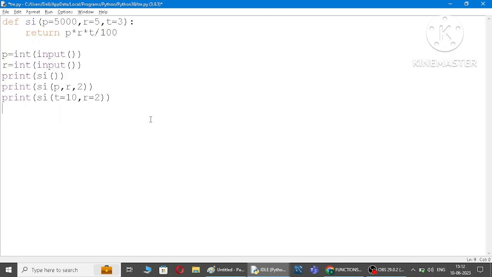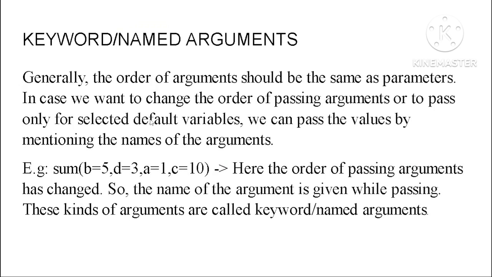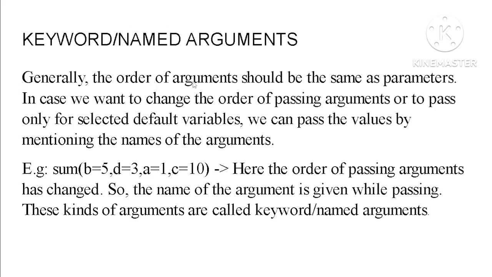Okay. I hope you understood the kinds of arguments. So generally the order of arguments should be the same as parameters. In case we want to change the order of passing arguments or to pass only selected default variables, we can pass the values by mentioning the names. This is what we saw just now. So these kind of arguments are keyword or named arguments.